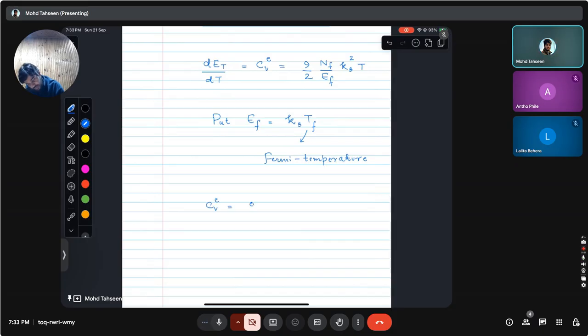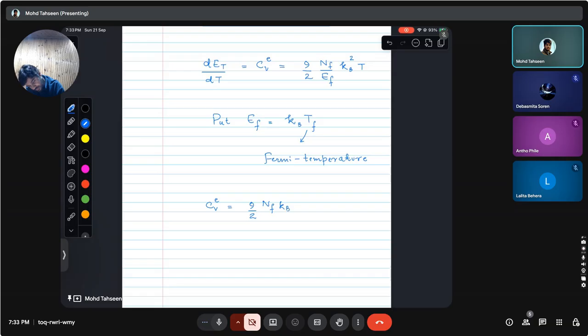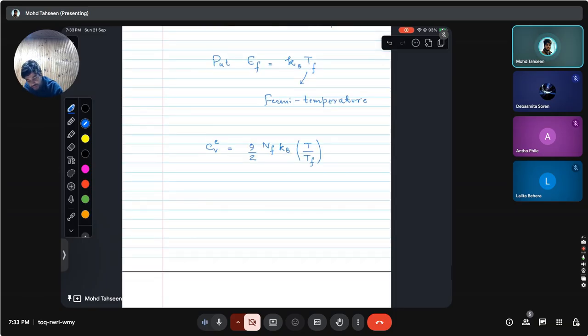That's all it is. Okay, so now if we just rewrite the entire expression, we find that the C_V^e is equal to 9/2 N_F k_B, and then a factor of T by T_F will pop out, right? So this is now the expression for C_V^e from the Fermi-Dirac distributions.